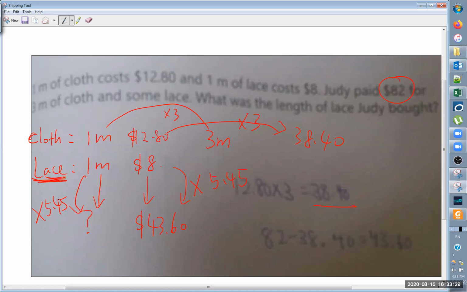5.45. Exactly. What's the unit? Okay. So once again, increase by 7 times. Use what operation? Times.